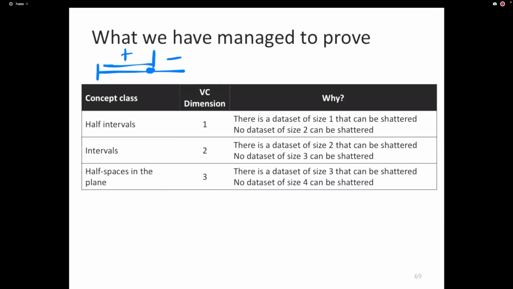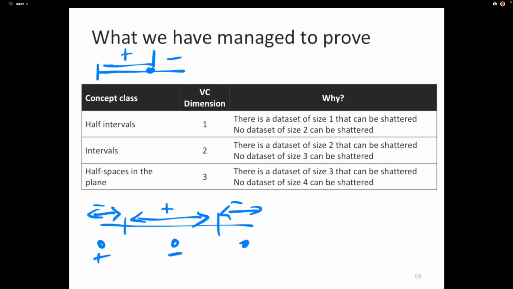The VC dimension of intervals, an interval looks something like this. Everything here is plus and everything on both sides is a minus. The VC dimension of intervals is 2 because any set of 2 points can be shattered. No matter how the 2 points are laid out on this line, I can find an interval that covers only the positives. But no set of 3 points can be shattered, because if you have 3 points, a minus and a plus in the middle, you can't find an interval that covers only the pluses. So the VC dimension of an interval is 2.